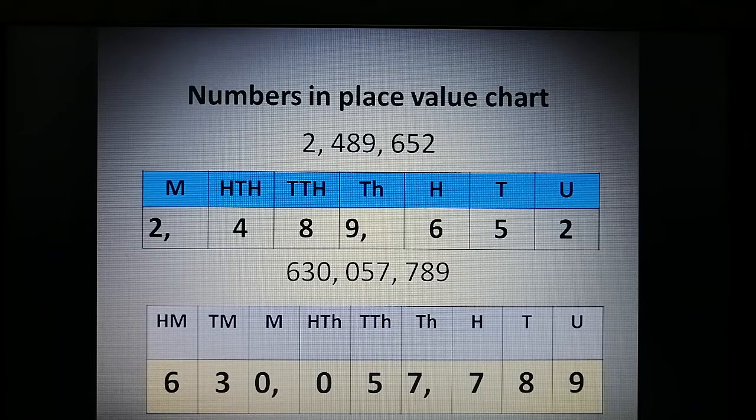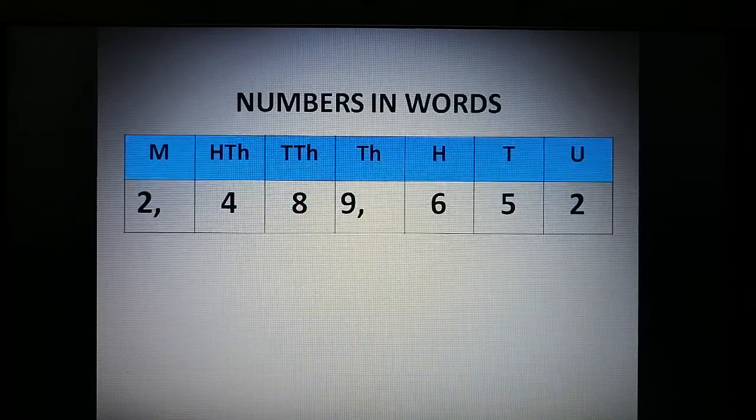Is this interesting? Yes, it is very interesting, and it is a way to clearly write how much value you have in each place in a number like this. Yes, next, number in words.